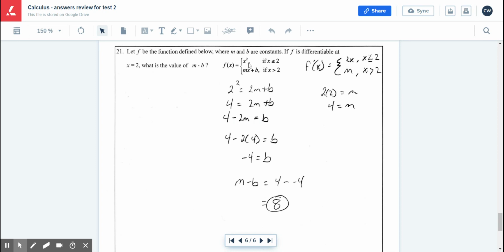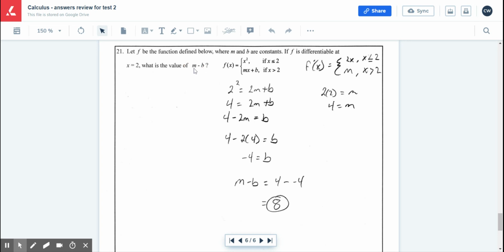Come back in here and take the derivative. Derivative of x squared is 2x. Derivative of mx plus b is just m. Plug in 2 to both of those and set them equal. So I get 2 times 2 equals m. There's nothing to plug into, so it's just going to stay m. That means m equals 4. I come back over here and plug 4 in for m, and that gives me b is negative 4.